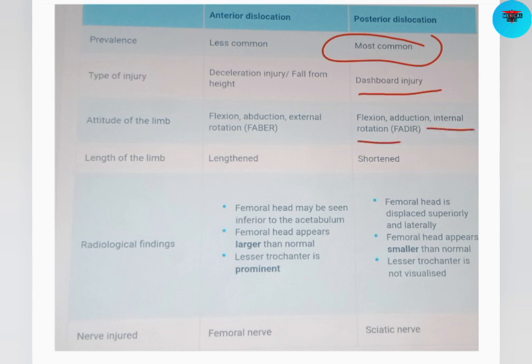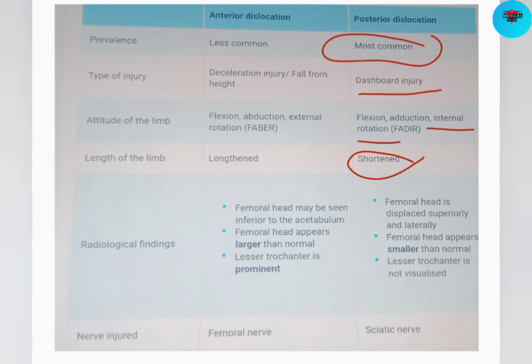Okay, so length. In anterior hip dislocation there will be a lengthening of the limb, and in the posterior dislocation there will be a shortening. Why? Because in anterior dislocation the limb will come anteriorly, so length will be increased, and in posterior dislocation it will go behind that acetabulum cavity. Okay, posteriorly, so it will be a shortening.